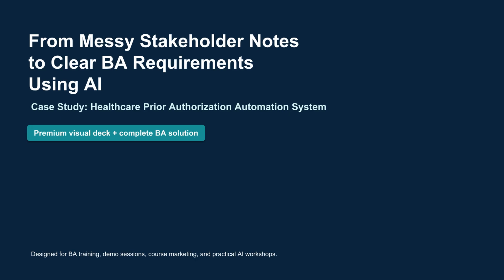Business analysts often face one common challenge. Stakeholders explain the problem in business language, but the BA must convert that discussion into clear requirements, workflows, user stories, and testable outcomes. In this case study, we will see how AI can help a BA handle that challenge using a realistic healthcare example: prior authorization automation.